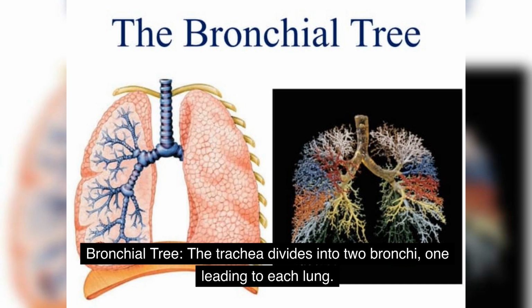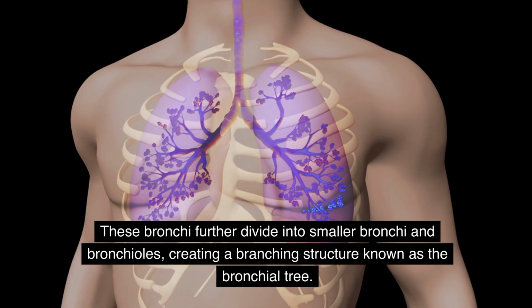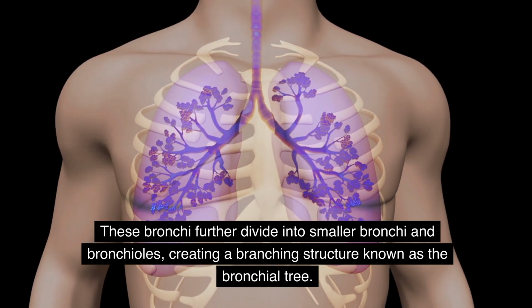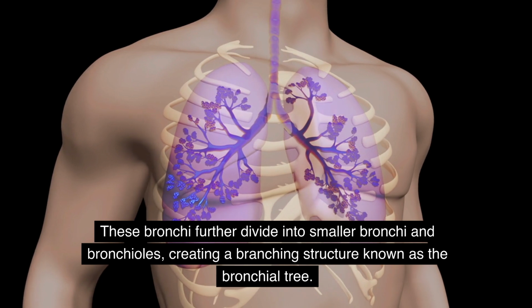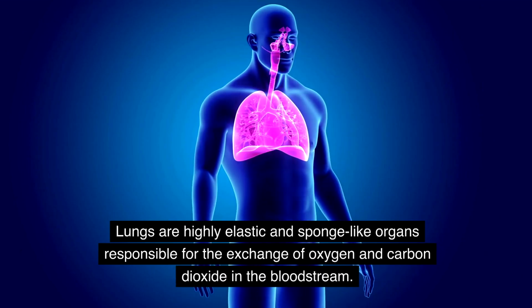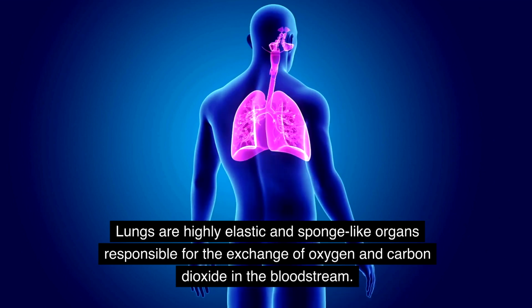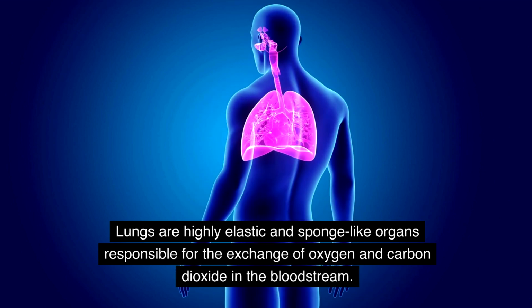Bronchial tree. The trachea divides into two bronchi, one leading to each lung. These bronchi further divide into smaller bronchi and bronchioles, creating a branching structure known as the bronchial tree. Lungs. The human body typically has two lungs, one on the right side and one on the left side. Lungs are highly elastic and sponge-like organs responsible for the exchange of oxygen and carbon dioxide in the bloodstream.